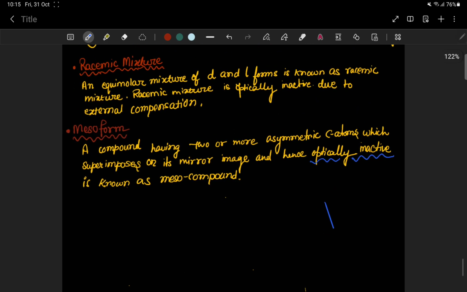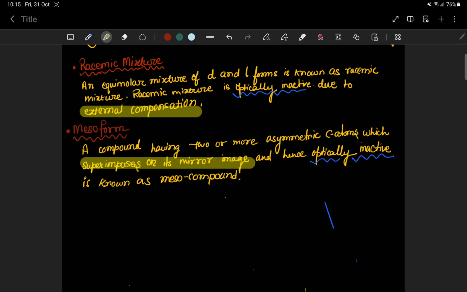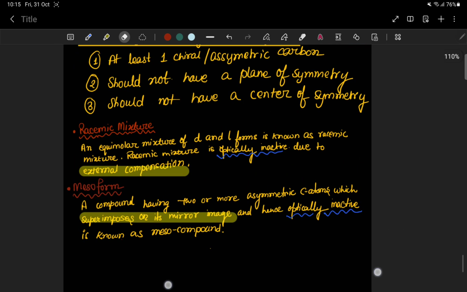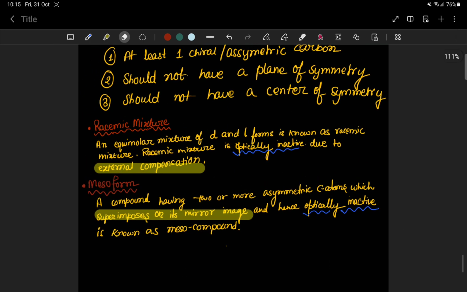And a racemic mixture is also optically inactive due to external compensation. Here this is due to external compensation, I'm marking, and this is due to superimposing of its mirror image. Fine, I have marked the important terminologies that you have to remember. So here I actually conclude optical isomerism.